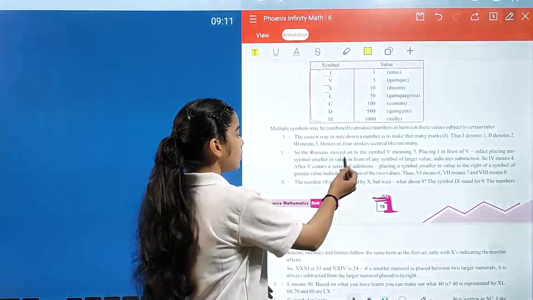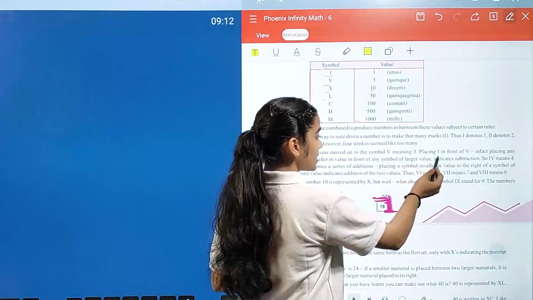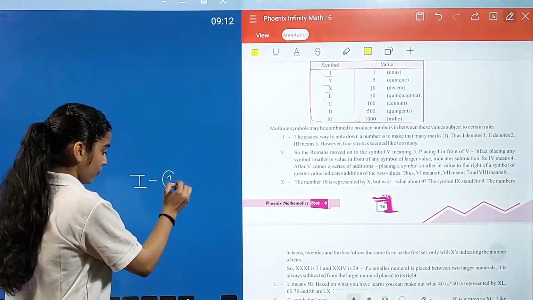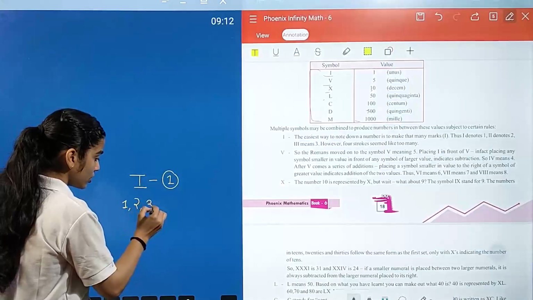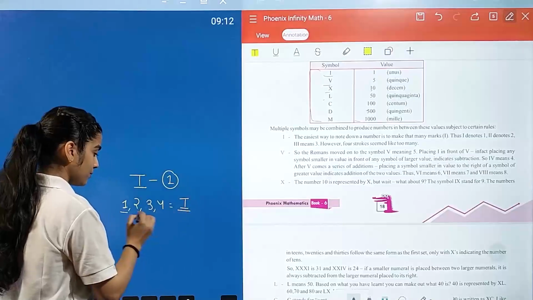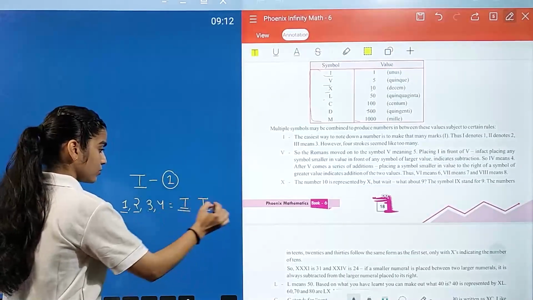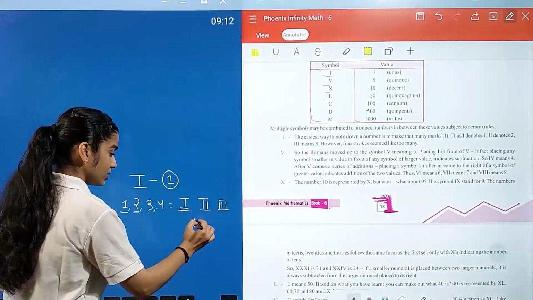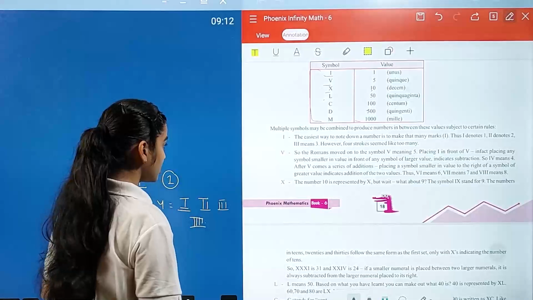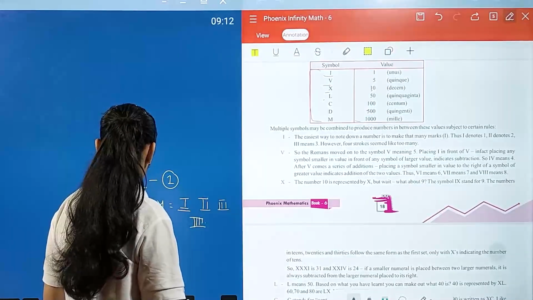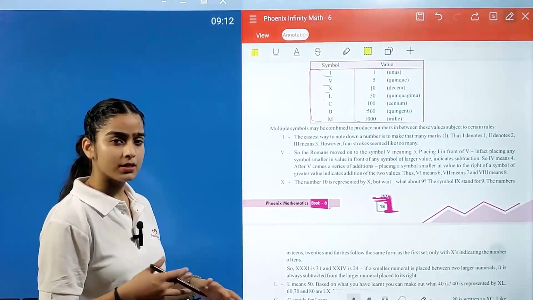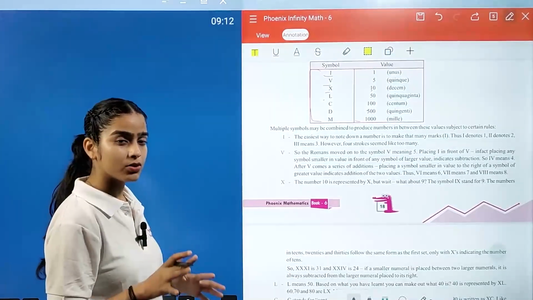So the Romans move on to the symbol V, meaning 5. So for 1, we write this only one time. For 2, you can write it 2 times. For 3, you can write it 3 times. You just have to represent it till 3, because 4 strokes are confusing in Roman numbers. So till 3 you can use your I.